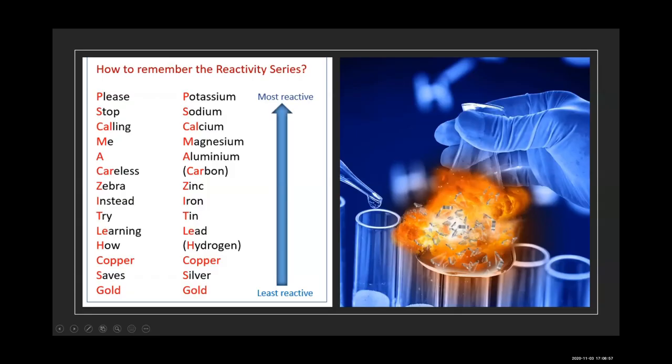And here is a little handy dandy memory device for your reactivity series. Your reactivity series would describe your most reactive and least reactive elements. So your potassium, sodium, calcium, magnesium, and so on would be, please stop calling me a careless zebra. Instead, try learning how copper saves gold, which these days, you know, you've got your smartphone in your pocket. That makes it a lot easier. That can always help you if you get stuck remembering.